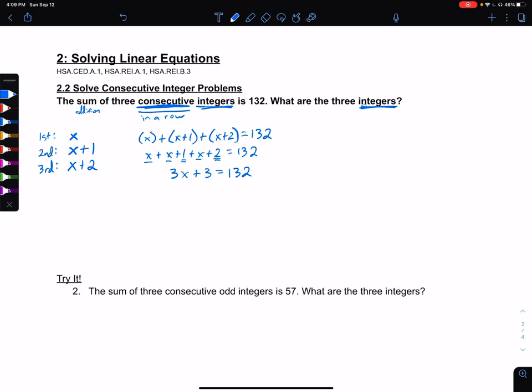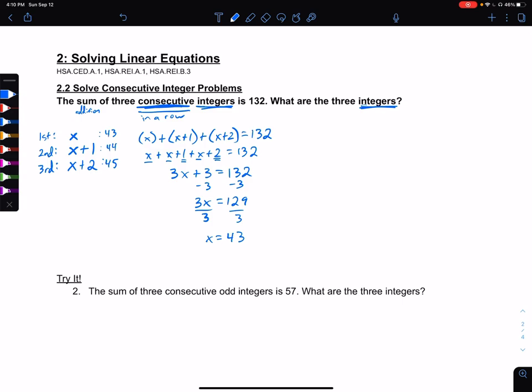Now I have to undo operations. I want to solve for x now that I have this cleaned up. To do that, we would subtract 3 from each side. I'd be left with 3x on the left and 129 on the right. We would then divide by 3 to undo that multiplication, and x would be equal to 129 divided by 3, which is 43. My first integer was represented by x, so this is going to be 43. My second integer, x plus 1, would be 44, and x plus 2 would be 45.